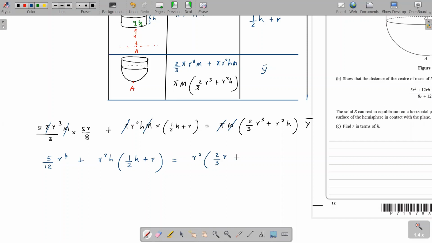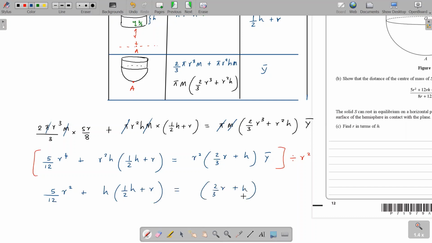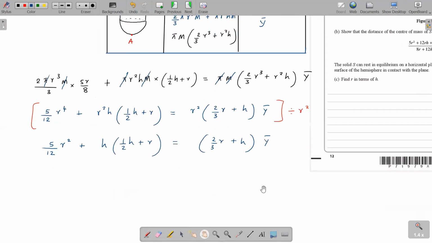This side I'll take r square out. So I get 2/3 r plus h into y bar. Are you with me? So what do we get here? I can remove r square. From the entire equation, I will divide everyone by r square. Are you with me? In the whole equation r square is common, so we'll divide everyone with r square. What's remaining? 5/12 r to the power 4 divided by r square, so it's r square, plus h times half h plus r, equals 2/3 r plus h into y bar. So now it's a matter of simplifying and we need to get the show that.